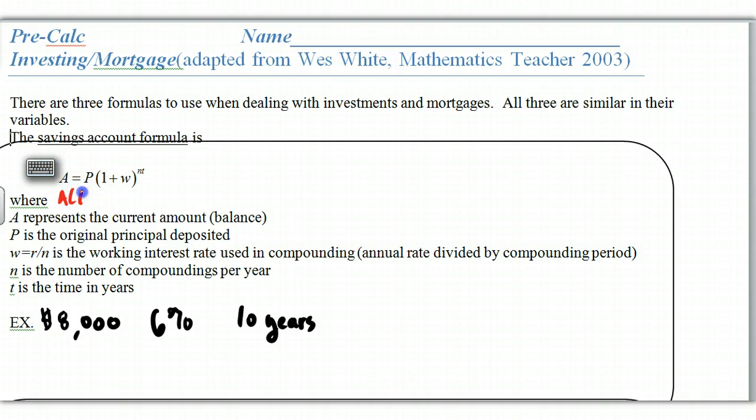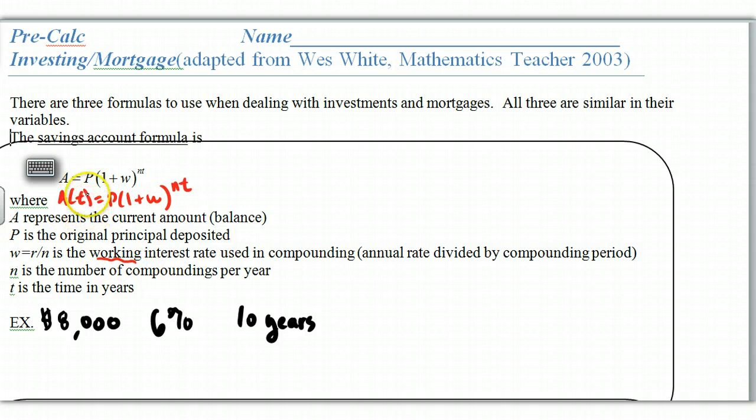Sometimes you'll see A of t is equal to P times (1 plus W) to the NT. Now, sometimes you don't see this W here. What you'll see instead is R divided by N. So this W here is equal to my R divided by N. And so instead, I'm going to use W, which we call our working interest rate.